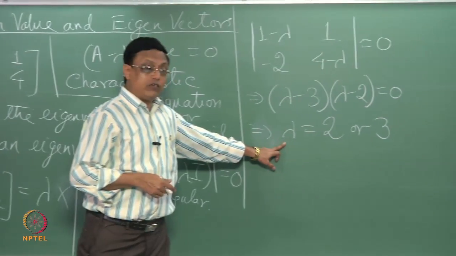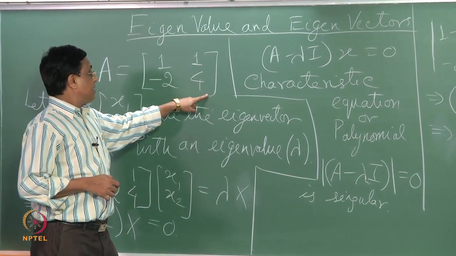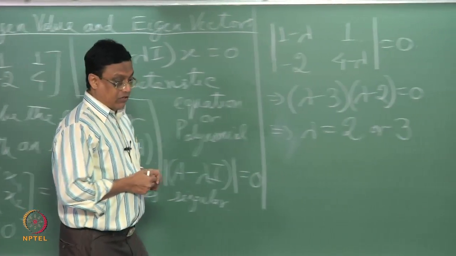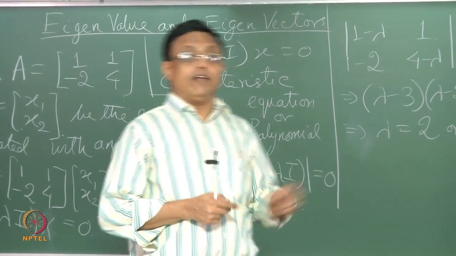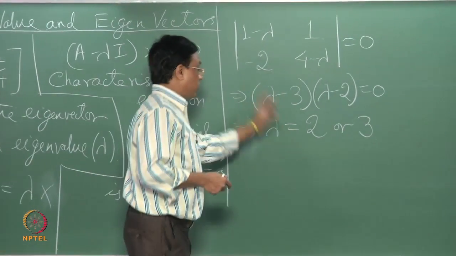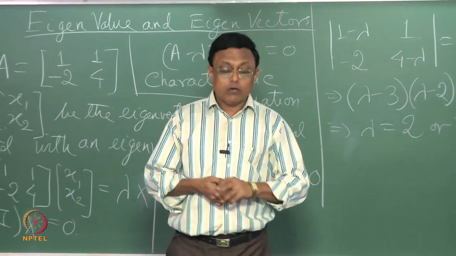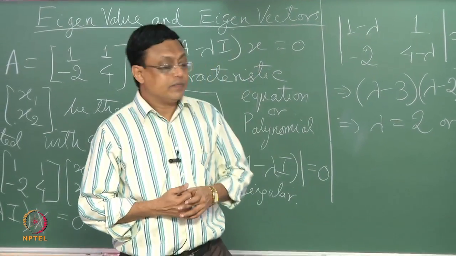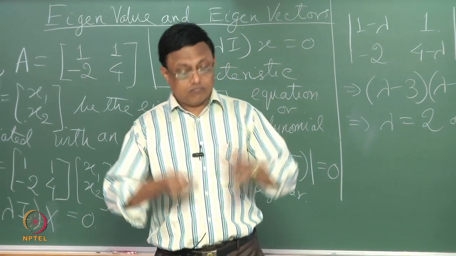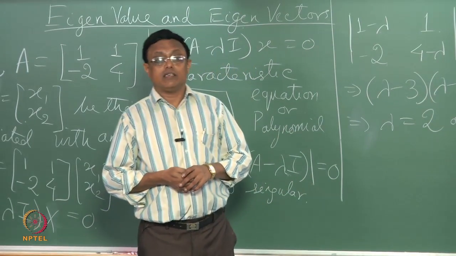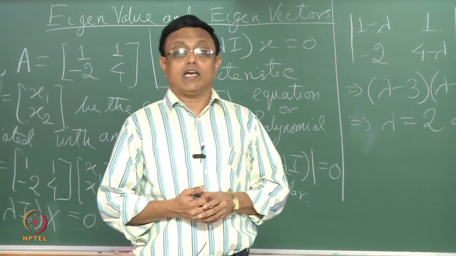So why are there two values? Because the size is 2 cross 2. If the size of A is n cross n, you will have n different possible eigenvalues, and correspondingly n different eigenvectors. We will use these two eigenvalues to find the eigenvectors in this case, but if the size of A is very large, say 10 cross 10 or even higher in certain cases, which we require a lot in the field of pattern recognition for clustering as well as classification.